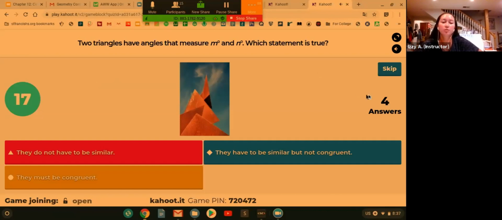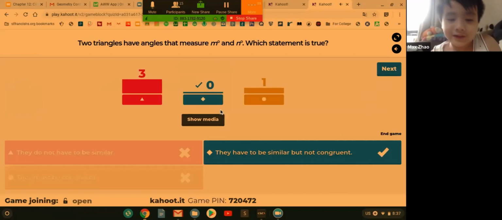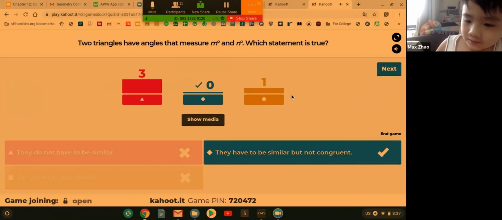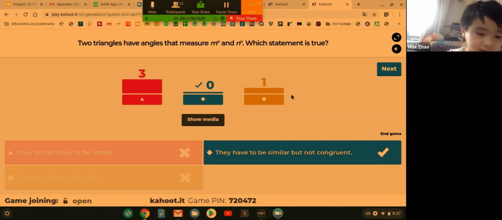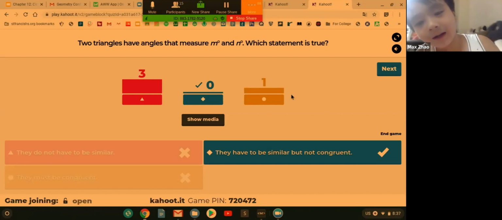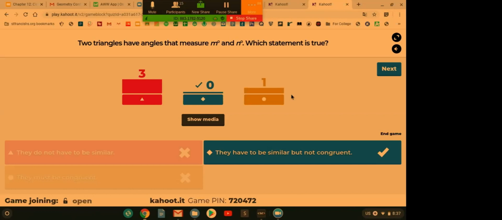Three, two, one. Ooh. Okay, they have to be similar but not congruent. So if two triangles have two angles that measure the same, so let's say that M was like 20, and then N was 60 or something. This kind of is hard. This is the first time nobody got it correct.